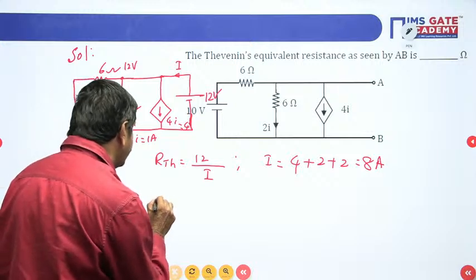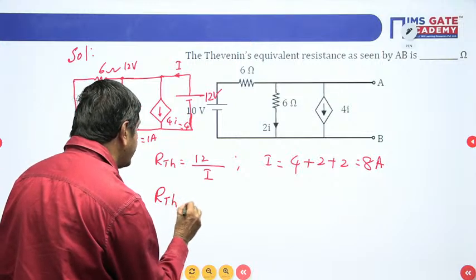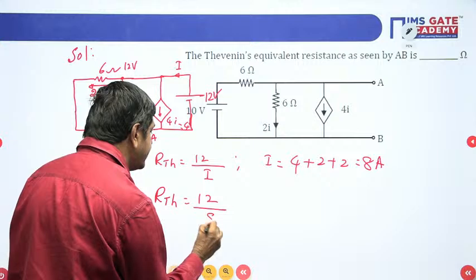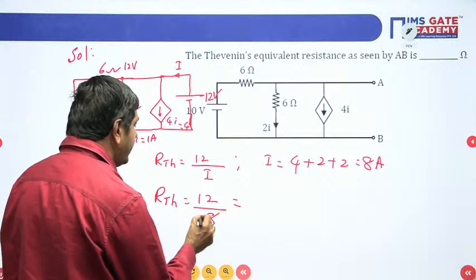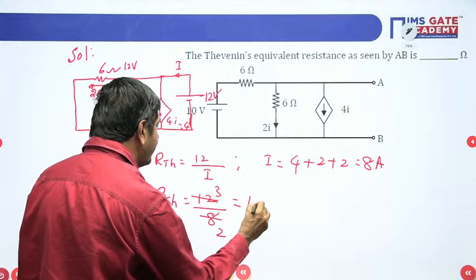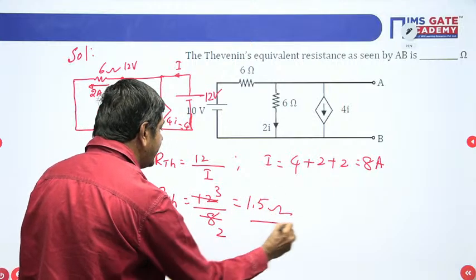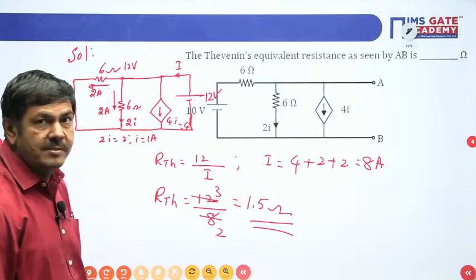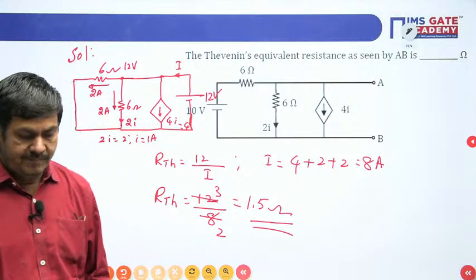I can determine RTH like this now. RTH equal to 12 by 8. How can we find 8? 4 2s, 4 3s. 3 by 2 is nothing but 1.5 ohms. So RTH equal to 1.5 ohms. Like that we can complete.